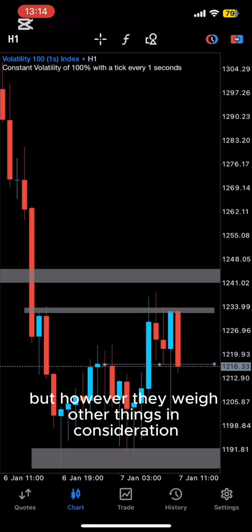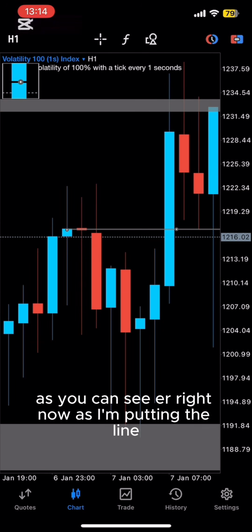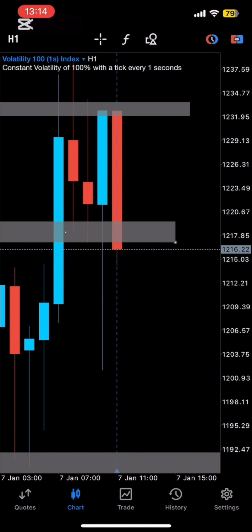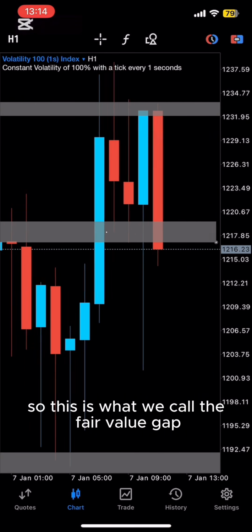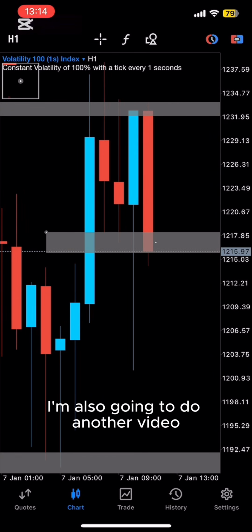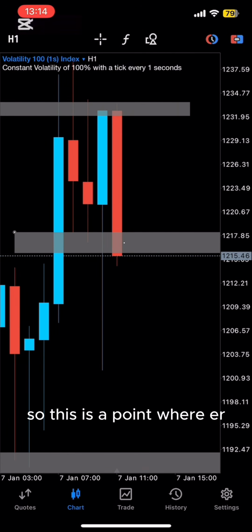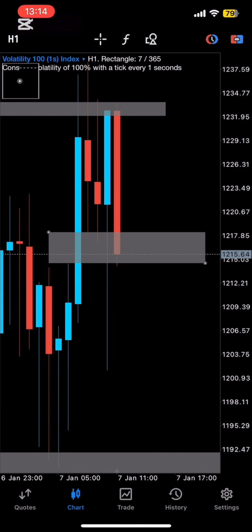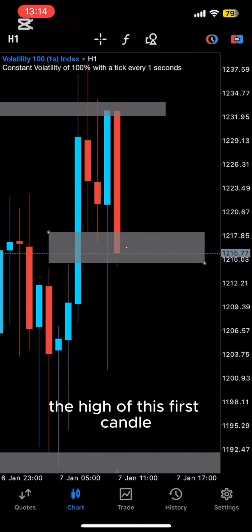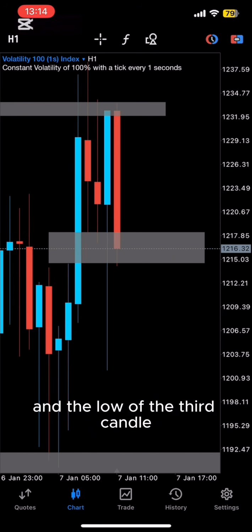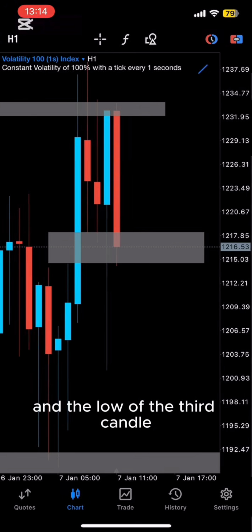However, there were other things in consideration, as you can see right now as I'm putting the line. This is what we call the fair value gap. I'm also going to do another video explaining the fair value gap. This is a point where the high of this first candle and the low of the third candle meet.